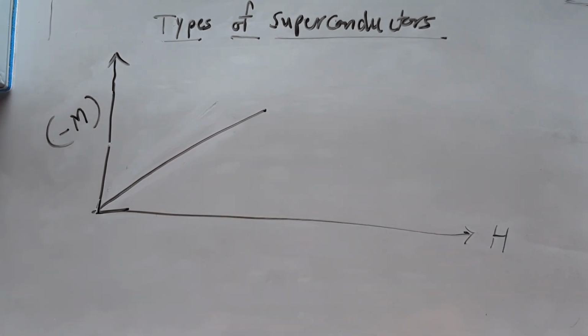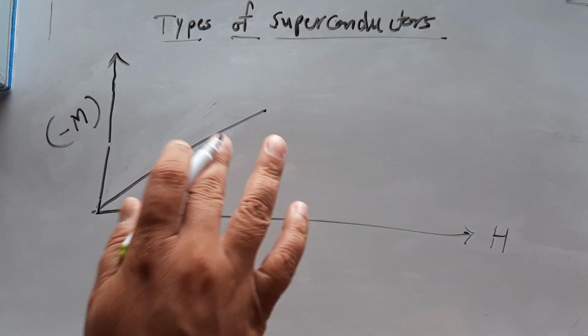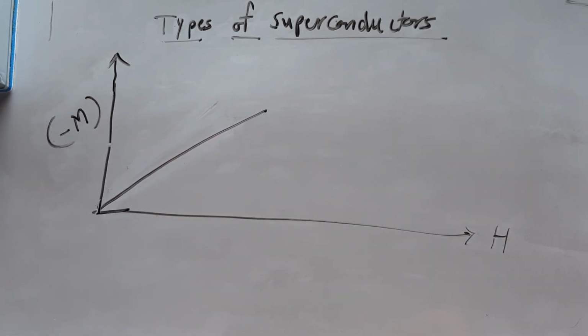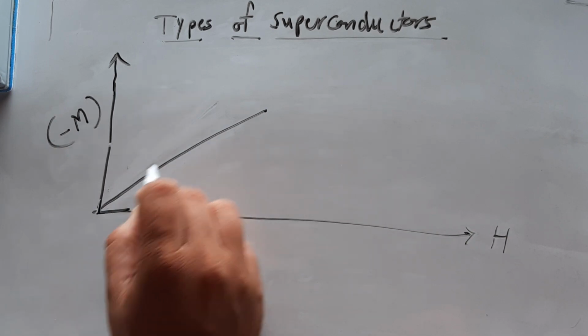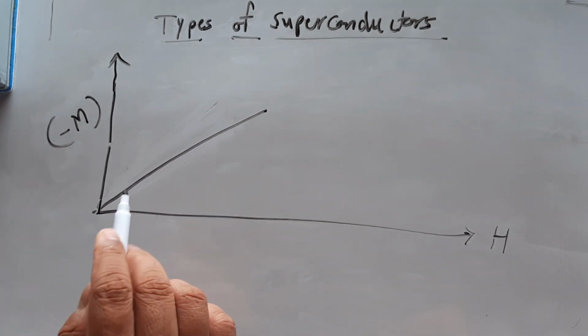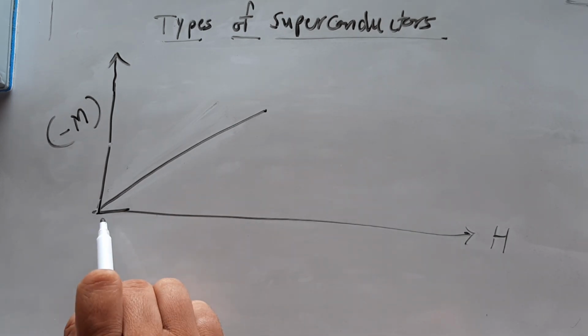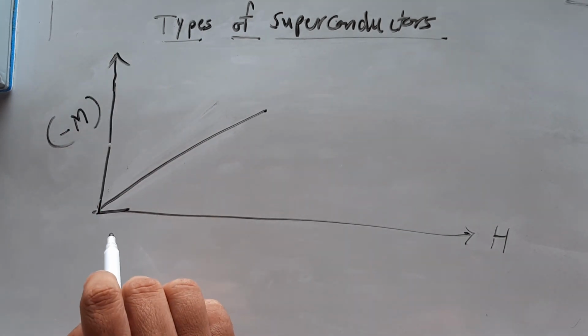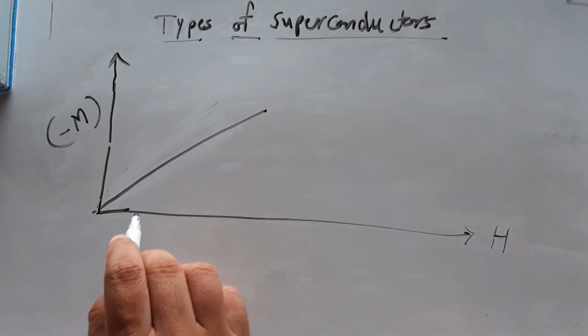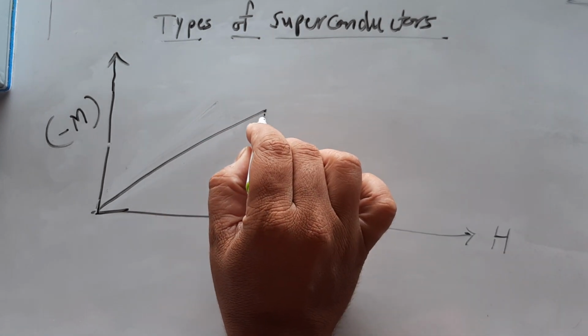So first of all, those are called hard superconductors because the magnetic field required to destroy the superconductivity is very high. Okay, so they have three states. First, the similar behavior that happened for the type 1 superconductor, that when you keep increasing the external field, internal magnetization also keeps increasing, and up to some certain value.